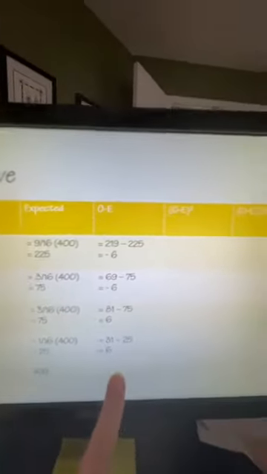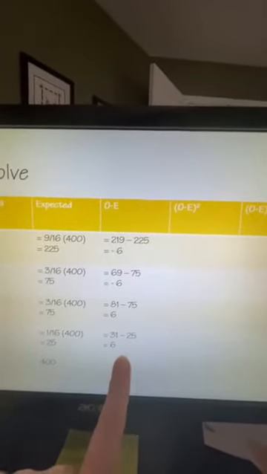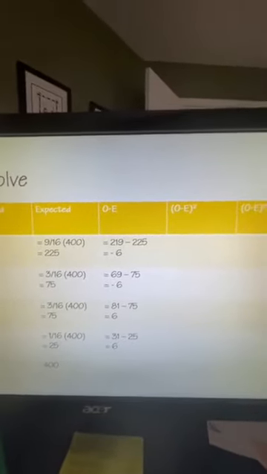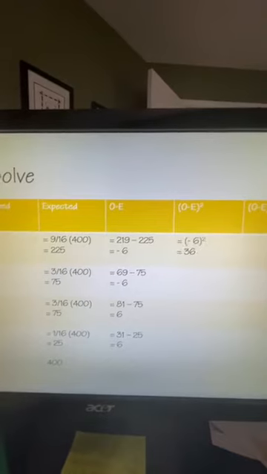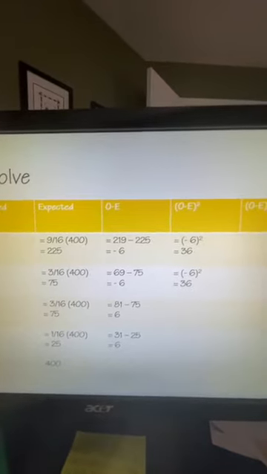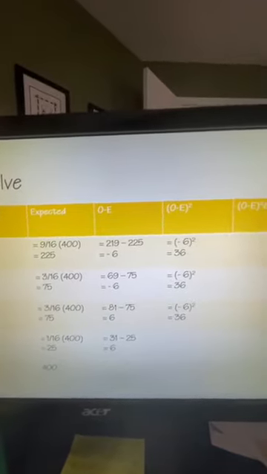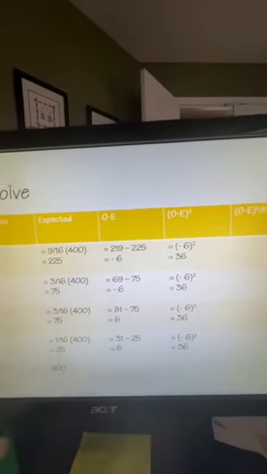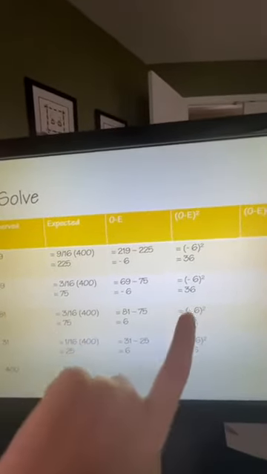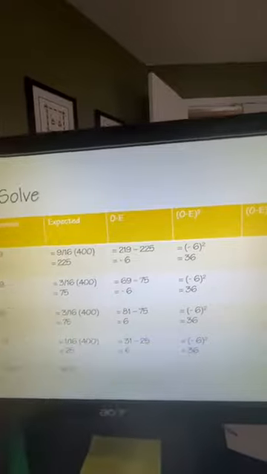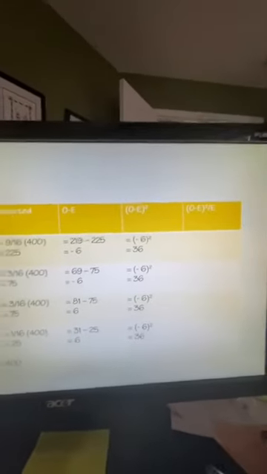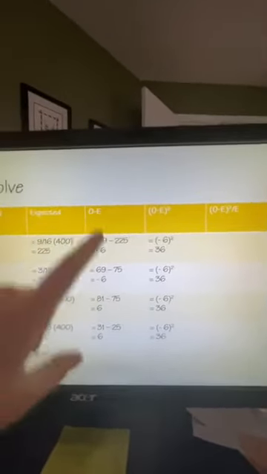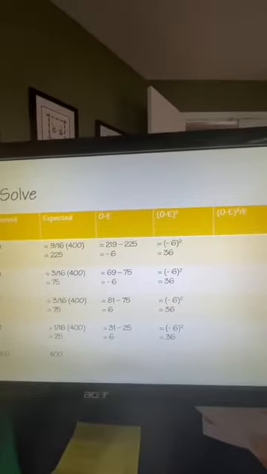Okay, so your next thing, you're going to take this column and you're going to square it. So 6 squared we know is 36. 6 squared is 36. Oh, look, there's a typo. That should not be negative, and neither should that one. Sorry, y'all. But we're just going ahead and squaring the number we had over here to get this value.